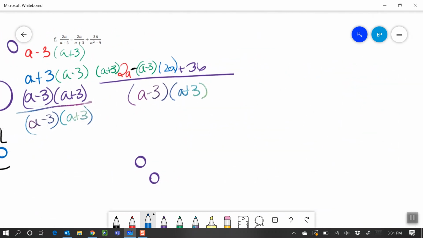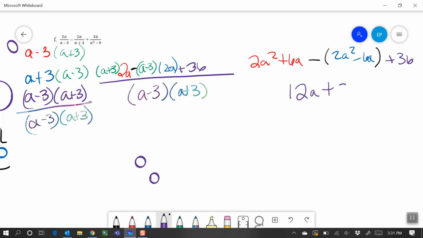So moving that over, 2a times a is 2a squared plus 6a. So I'm going to put this minus. 2a times a is 2a squared minus 6a plus 36. So 2a squared minus 2a squared is going to be nothing. Those will cancel out. And then 6a minus a negative 6a becomes a 12a plus 36. Divided by a minus 3 and a plus 3.